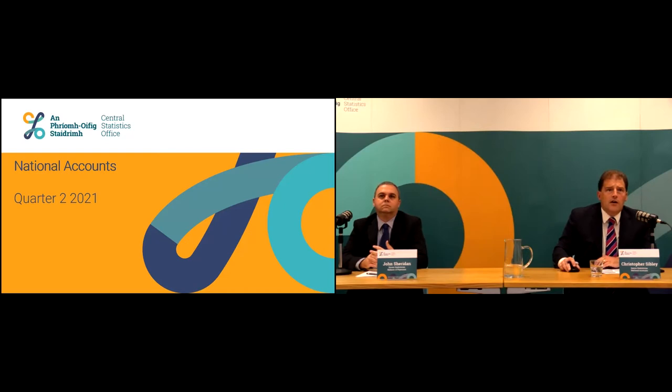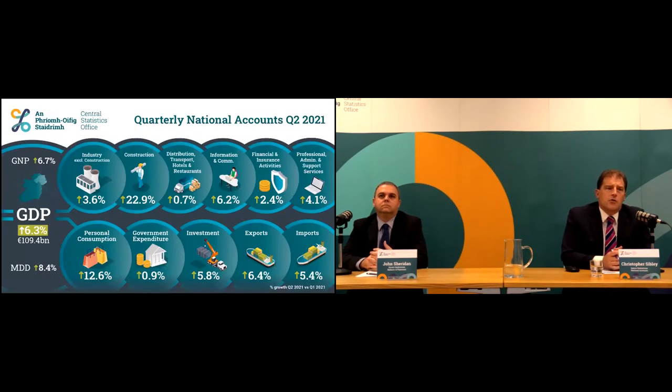So to look at our headlines for the quarter, GDP is up by 6.3%, driven by the large MNE growth and growth in domestic sectors. So the MNE dominated sectors: industry up 3.6, information and communication up 6.2, and then some of the more domestically focused sectors, construction bouncing back from Q1, up 22.9%.